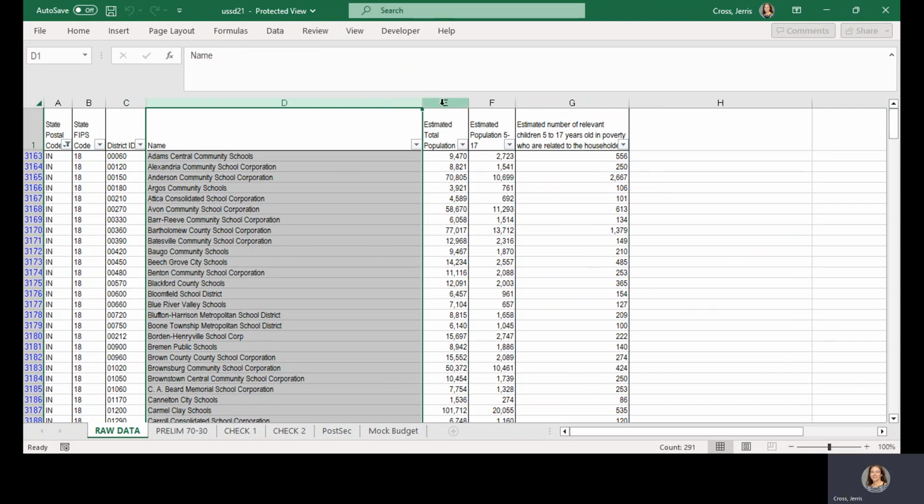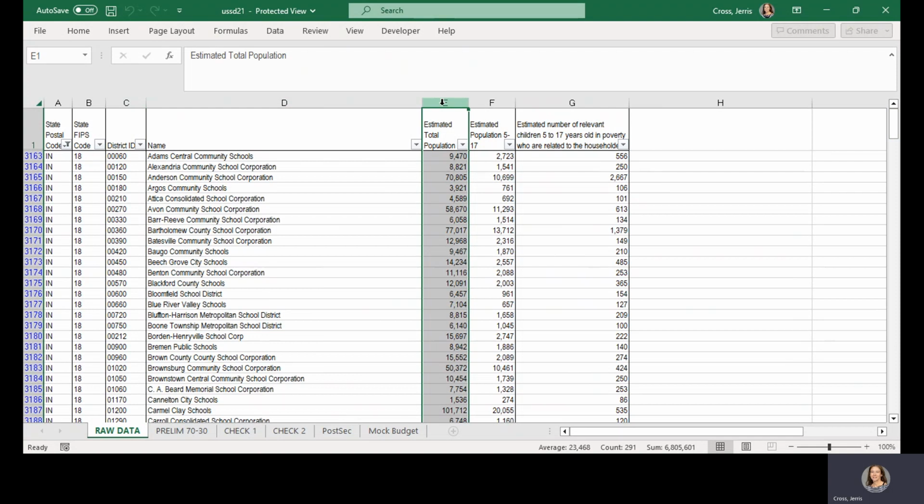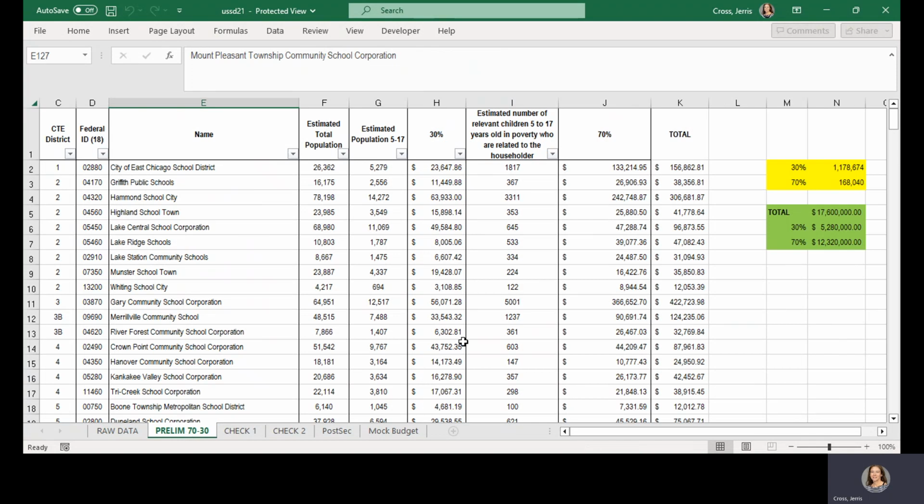The other information that is included is the estimated total population for the state by school corporation, the estimated population of 5 to 17-year-olds in each corporation. And then that same pool becomes more specific because we're looking at those 5 to 17-year-olds living in poverty. So I take all of that information and I put it in another spreadsheet so that I have the raw data in one and I have just our data in the other.